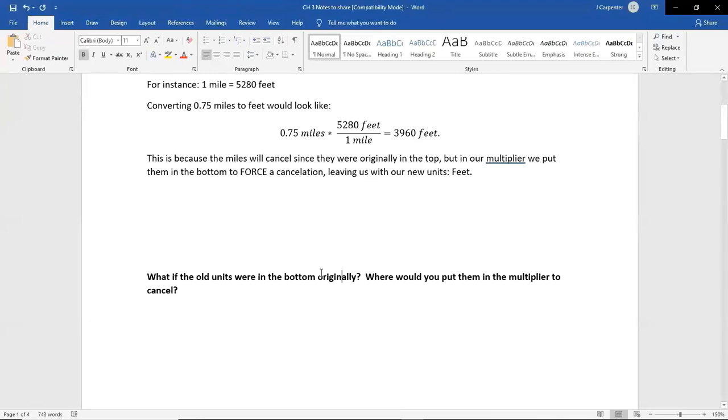Sometimes things go wrong. So in that instance, that example I just quickly discussed, what if the old units were originally in the bottom? Where would you put them in the multiplier to get rid of them?